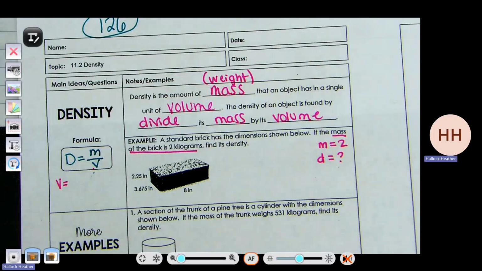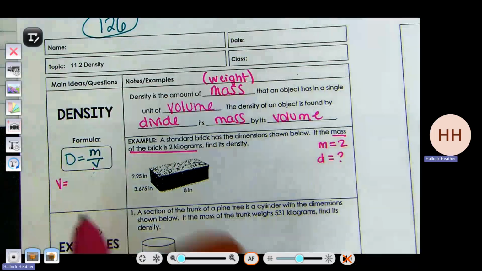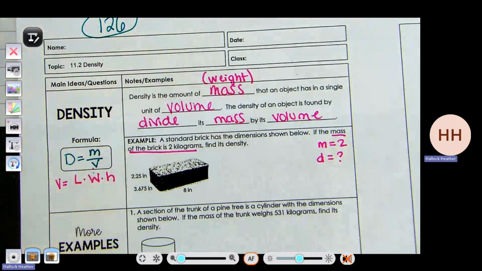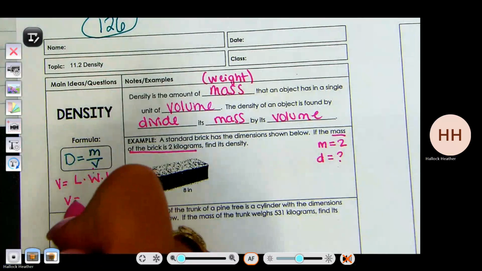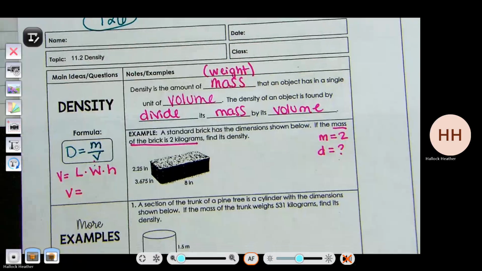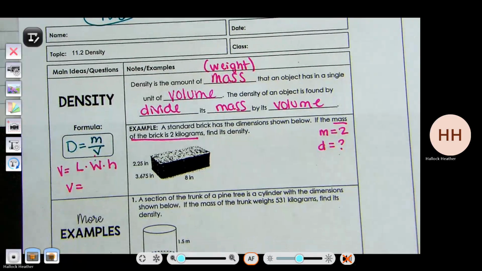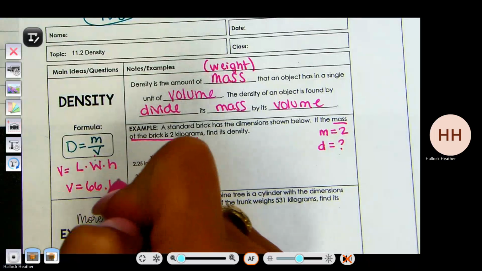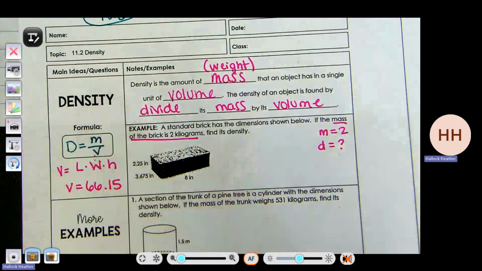Big B times H. Big B is going to be length times width because it's a rectangle. So we're just doing length times width times height. So take a second in your calculator, multiply those 3 numbers together so we can get our volume. $66.15.